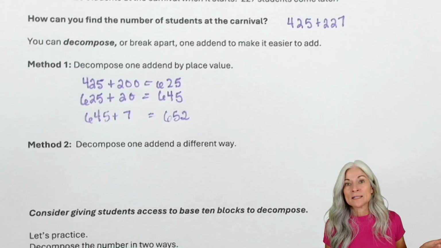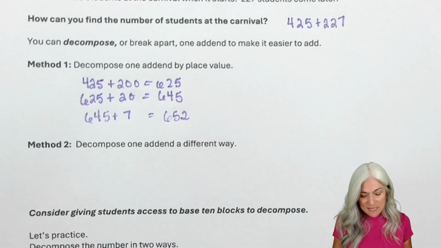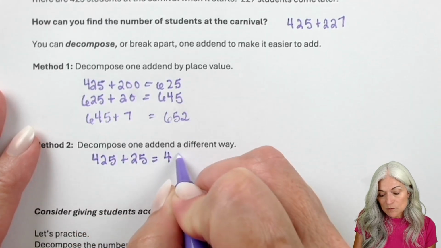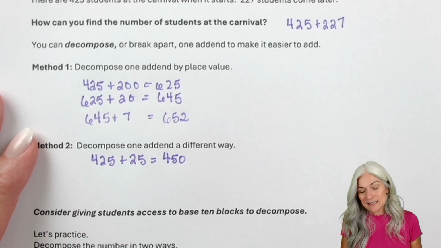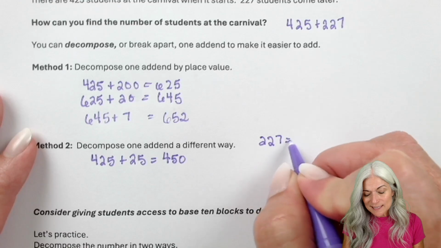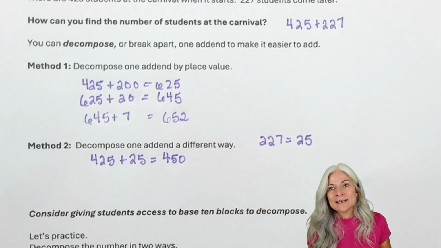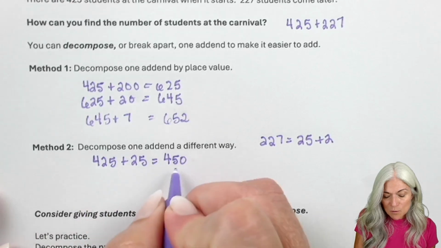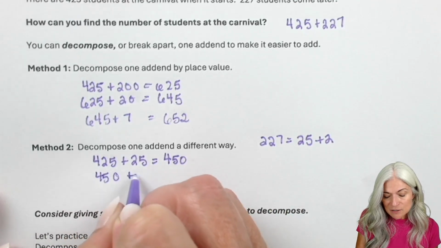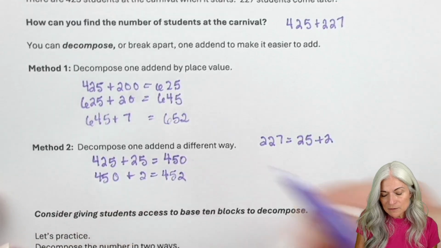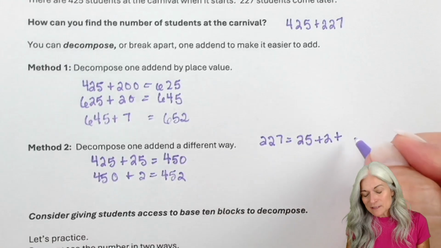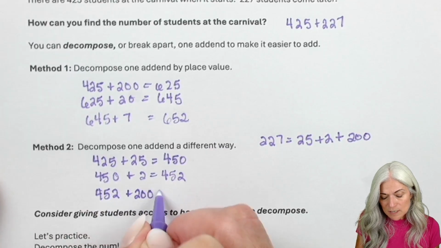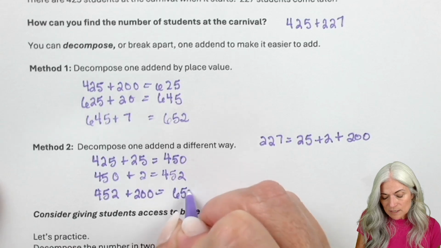Now we can decompose one addend a different way. So maybe they look at it and go, well, I know that 425 plus 25 would be easy to work with because that would give me 450. So I'm decomposing 227. I started with 25. And then I might say, okay, well, I need 2 more to get to 27. So we would add 2 more, taking 450, adding 2 more, we get to 452. And then how many do we have left? Still have 200 left. So 452 plus 200 is going to equal 652.